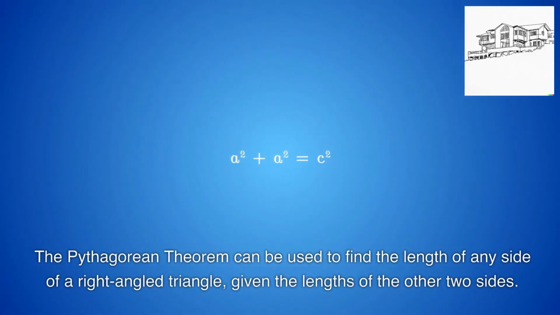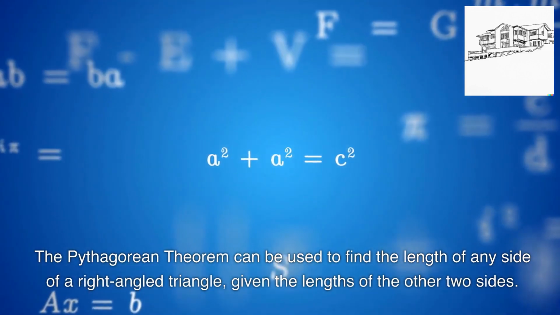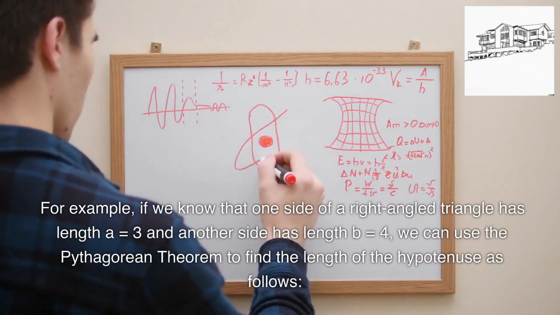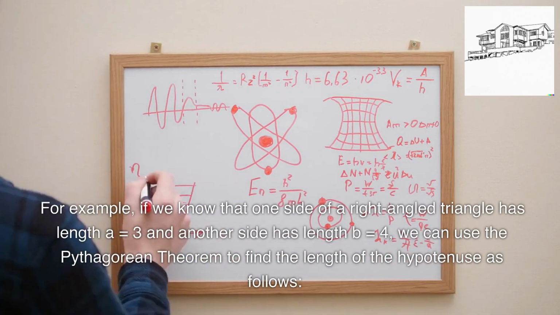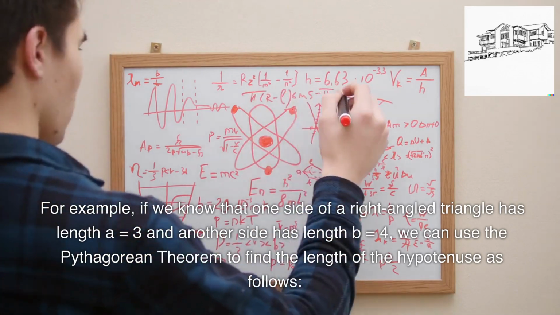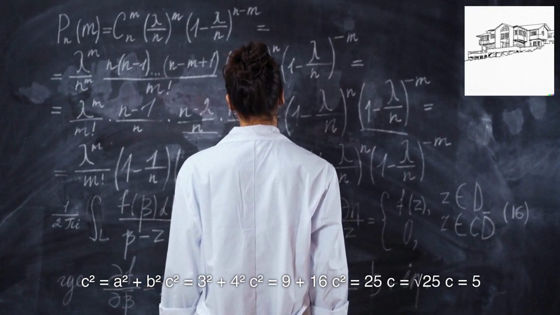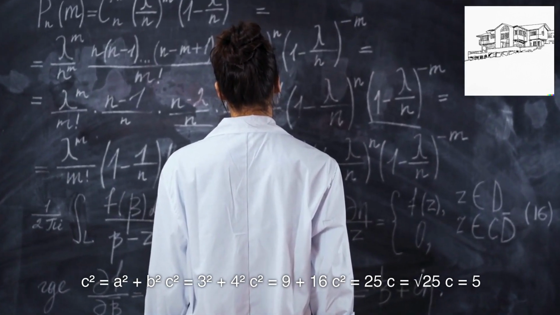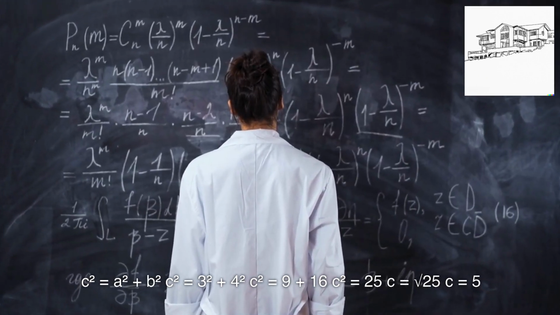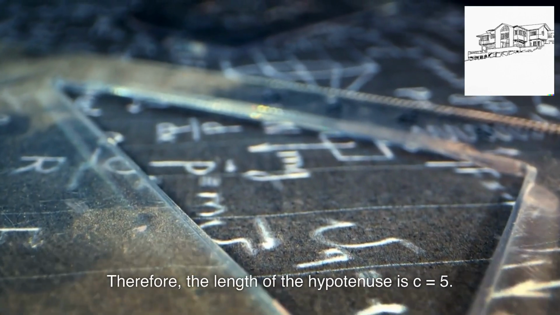The Pythagorean theorem can be used to find the length of any side of a right-angled triangle, given the lengths of the other two sides. For example, if one side of a right-angled triangle has length a equals 3 and another side has length b equals 4, we can find the hypotenuse as follows. c squared equals a squared plus b squared, c squared equals 3 squared plus 4 squared, c squared equals 9 plus 16, c squared equals 25, c equals 5. Therefore, the length of the hypotenuse is c equals 5.